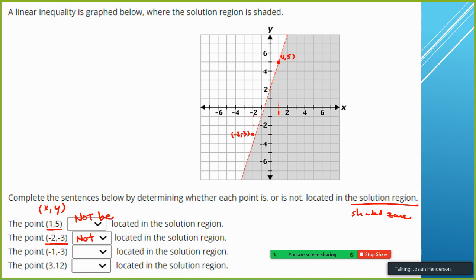I guess my grammar is not good today. The point not be located, I guess I should say it is not. Let me change that. Sorry about that. So both the first and the second are not located in the solution region. The third one, -1, -3. So -1 and then down 3. Boom. This one finally is in the solution region.